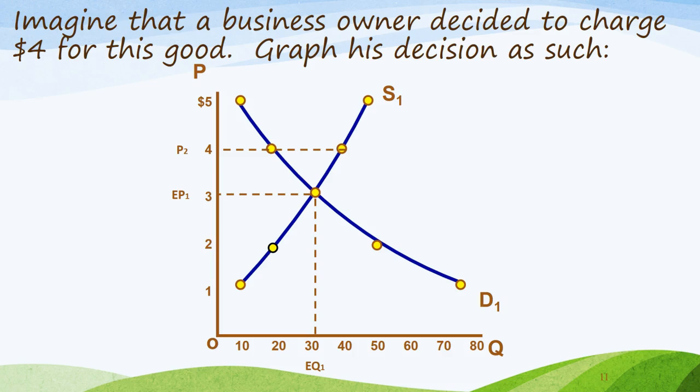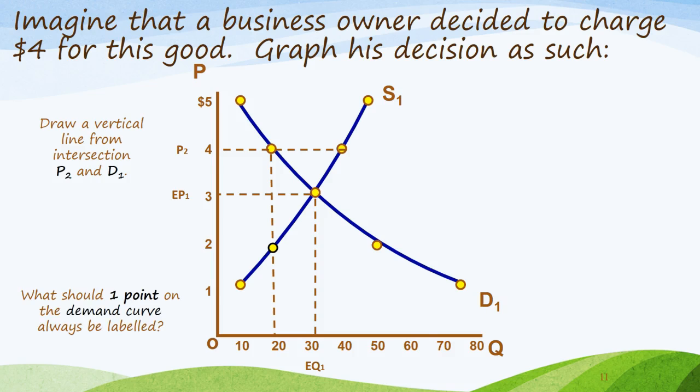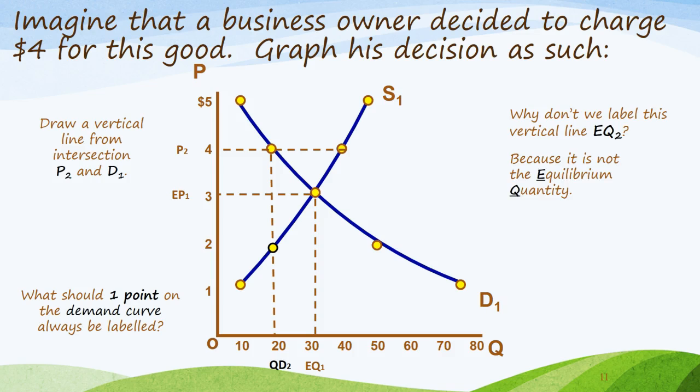Next, you need to draw a vertical line from the intersection of P2 and D1. Where P2 and D1 intersect, like so. What should one point on the demand curve always be labeled? One point on the demand curve, we call that quantity demanded. Why don't we label this vertical line EQ2? Because it is not the equilibrium quantity, as 30 is the equilibrium quantity. Why do we use the number 2? To show that it is caused by P2. That's why we use that number 2 in the QD2.